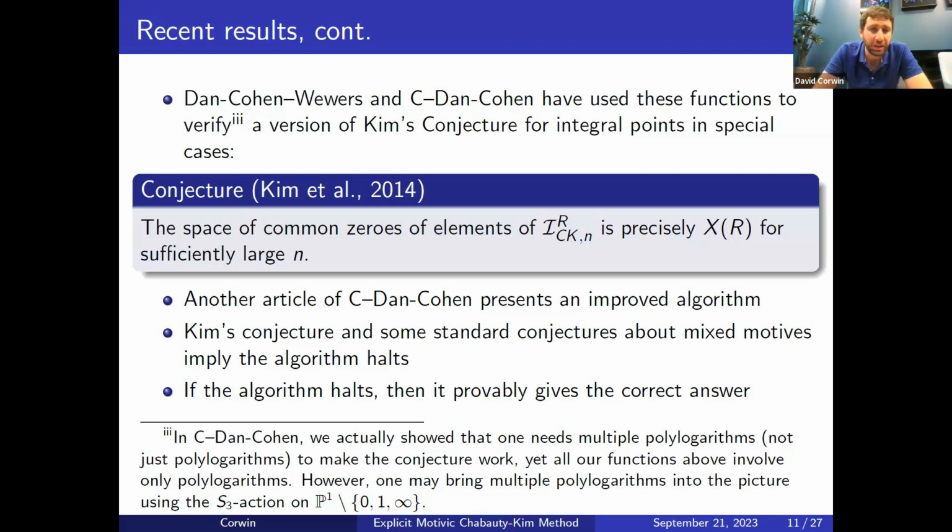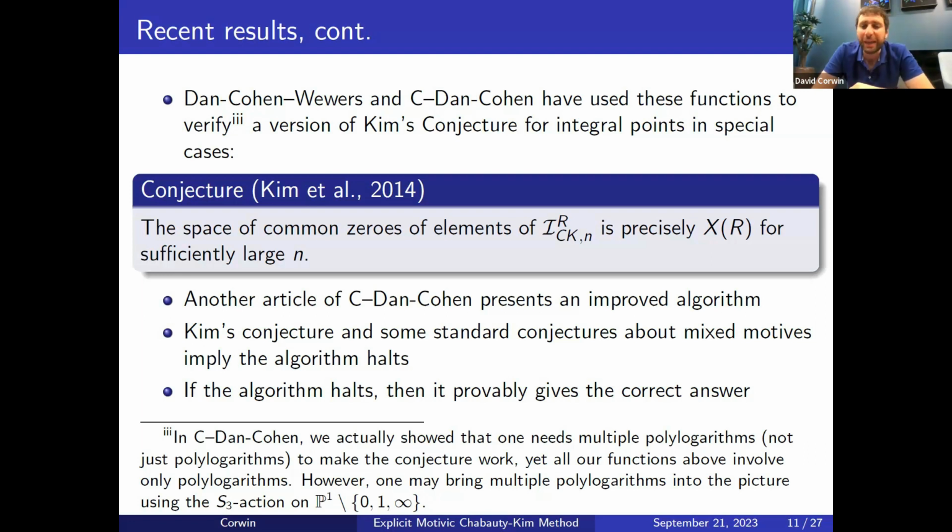We have an article making an improved algorithm. Now, let me say something about the way the algorithm works, because when we eventually hope for an algorithm for higher genus curves, it's going to be of the following form. The halting of the algorithm depends on Kim's conjecture and maybe also some other conjectures. You need those; we can't prove the algorithm halts. However, if we do the algorithm and it halts, then we've provably gotten the correct answer.